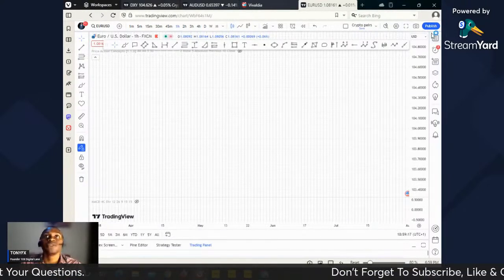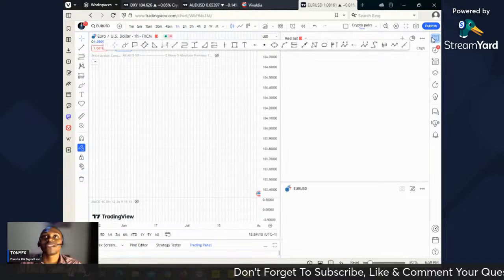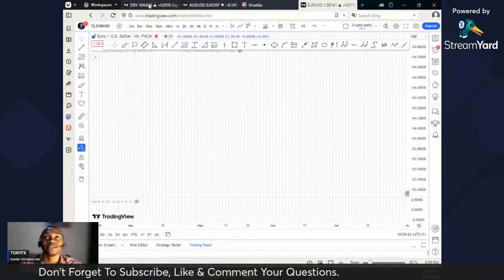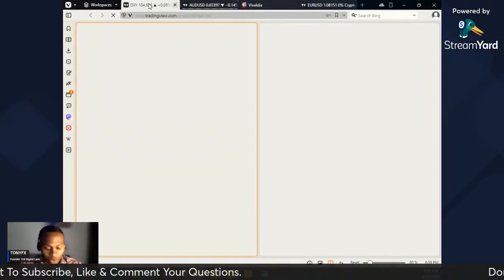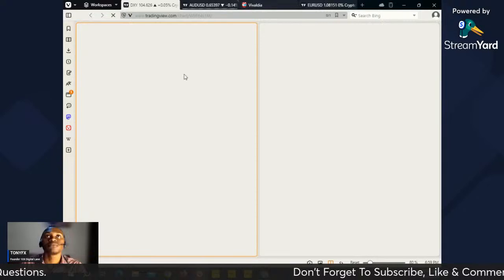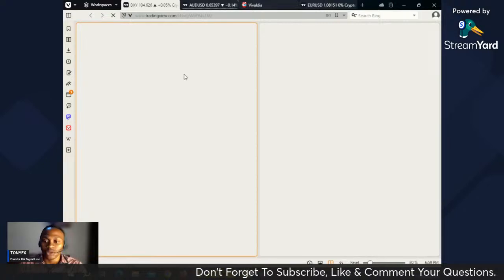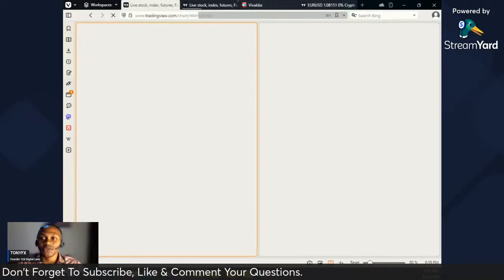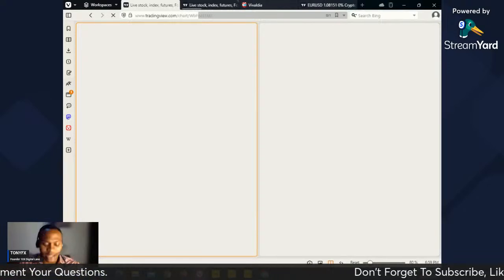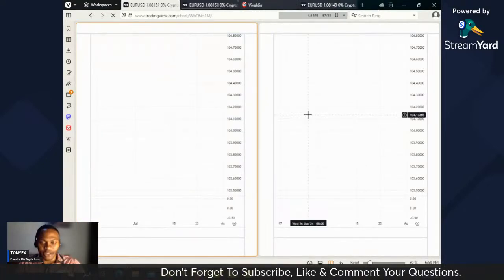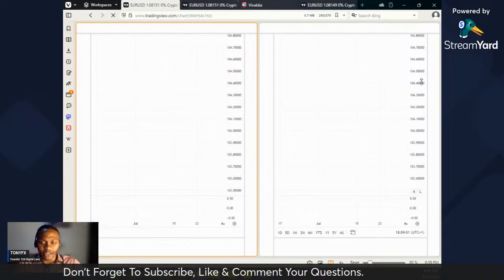In few minutes to go, but this chart is not loading properly. I don't know why. So in few minutes to go, we're trying to know what the FOMC decision is going to be. If they keep the interest rate unchanged, the dollar might gain some strength.